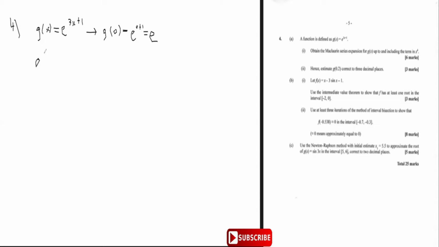Then we need to find g prime of x. g prime of x is going to be equal to, when you differentiate 3x plus 1, you get 3. So that is 3 times e to the 3x plus 1. And so that means that g prime of 0 is equal to 3e. Then we need to find g double prime. g double prime of x, we differentiate this now, and we're going to get 9e to the 3x plus 1.